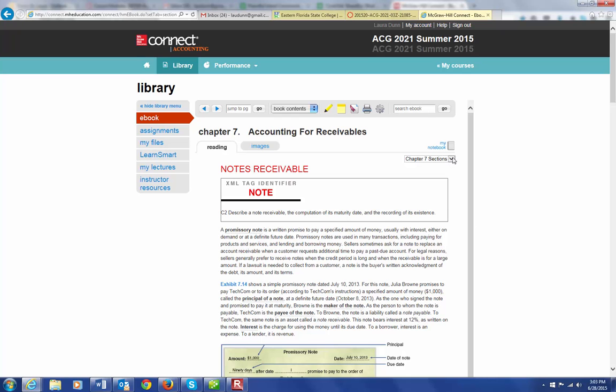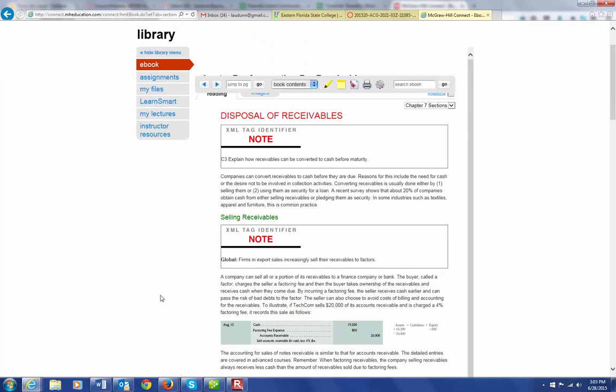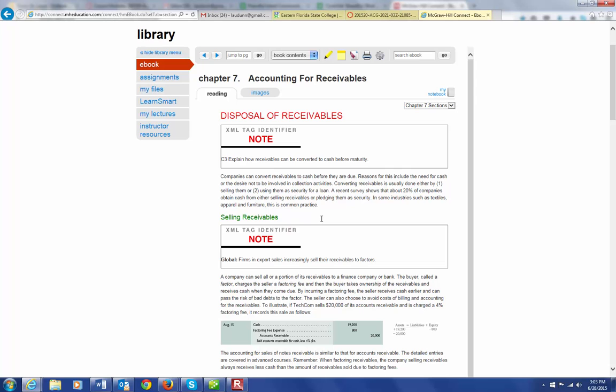All right, the last thing in this particular chapter talks about disposal of receivables. And you may or may not encounter this depending on what type of accounting you do and what kind of company that you're dealing with, but this is common in some industries. If you need money, you can convert your receivables to cash before they are actually due. So you do this either by actually selling the receivables or using them as security for a loan. Recent survey shows about 20% of companies obtain cash this way.